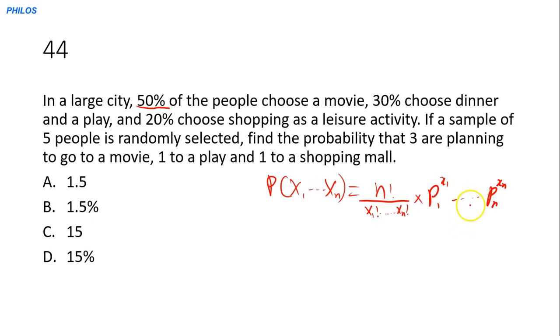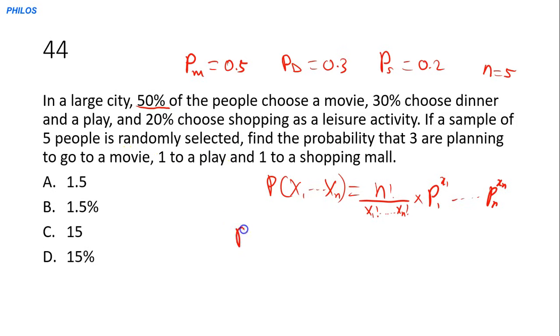Now, to understand this better, when we look at this question properly, the probability of going to a movie is equal to 0.5, which is 50%. The probability of going to dinner is 0.3, that is 30%. And the probability of shopping is 0.2. But the question says a sample of 5 people is randomly selected, meaning n is 5. Find the probability that 3 are planning to go to a movie, 1 to a play, and 1 to a shopping mall.